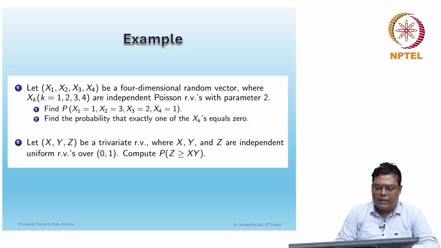Let x, y, z be a trivariate random variable where x, y and z are independent uniform random variables over 0, 1. Compute the probability of z greater than or equal to x, y. In the previous example it was a discrete random variable, here it is a continuous random variable. Let us do this problem.